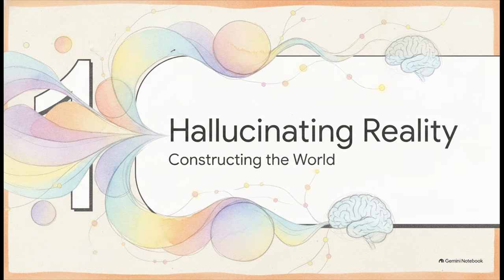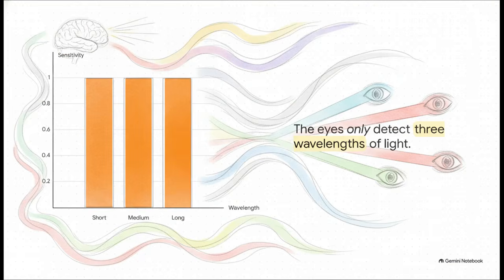Section 1. Hallucinating your reality. Let's get into it. Let's start by looking at something as simple and everyday as color, just to prove that what you see is actually being generated by your brain.